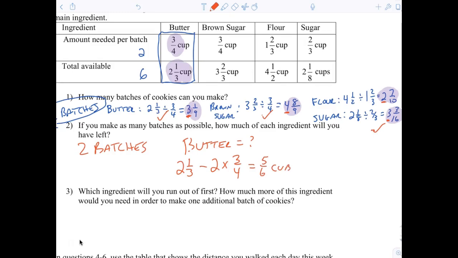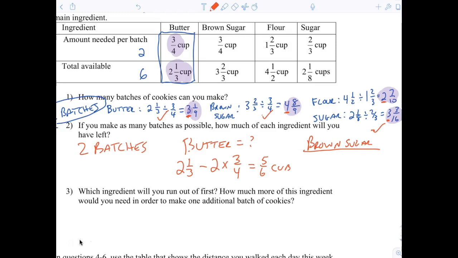Now, guess what I'm going to ask you about? Brown sugar. How much brown sugar do I have left? Keep in mind that I am making 2 batches. So I want someone to tell me what I should be typing in on the calculator. You want to tell me what I'm typing on the calculator?